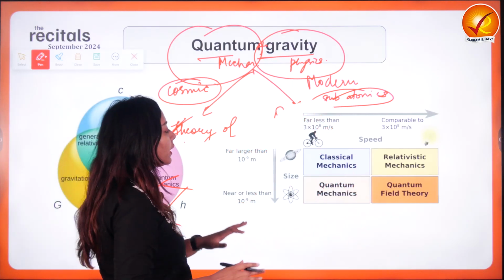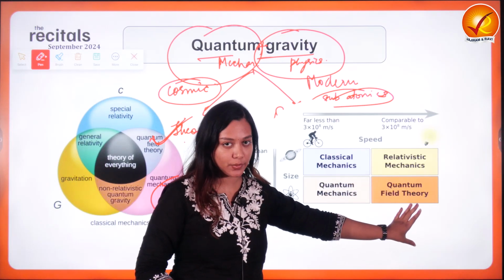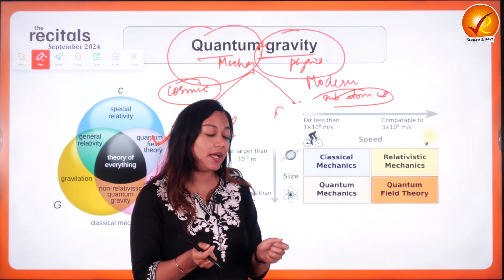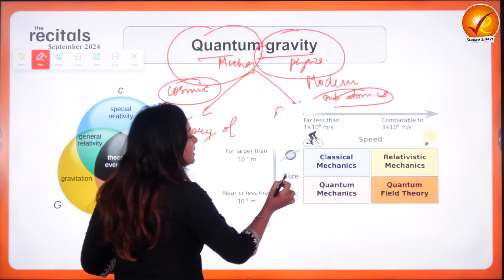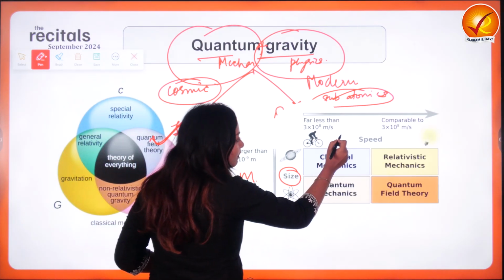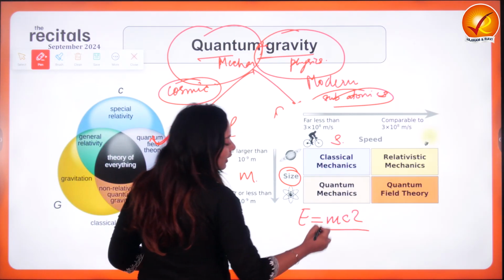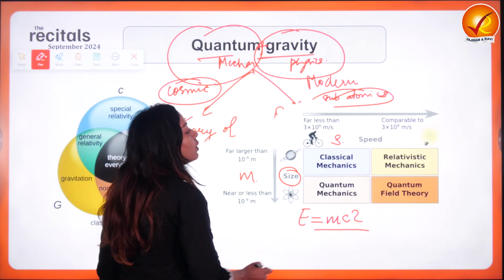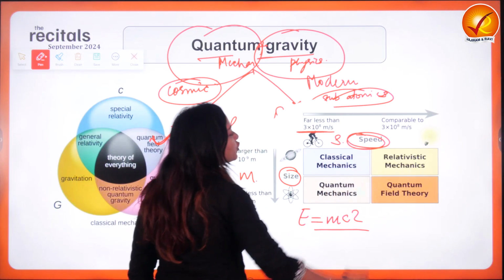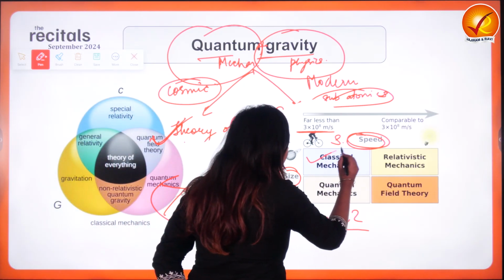Okay. Now broadly we have four types of physics: classical, relativistic, quantum, and quantum field theory. On which domain, on which body, and on which size it will be applied depends completely upon the size of that body. Of course also the mass and the speed of that body, because Einstein also said that energy is a product of mc squared, mass and the speed of light. So if the speed is less than 3 times 10 raised to the power 8 meters per second, which is the speed of light, then in that case classical mechanics follows.